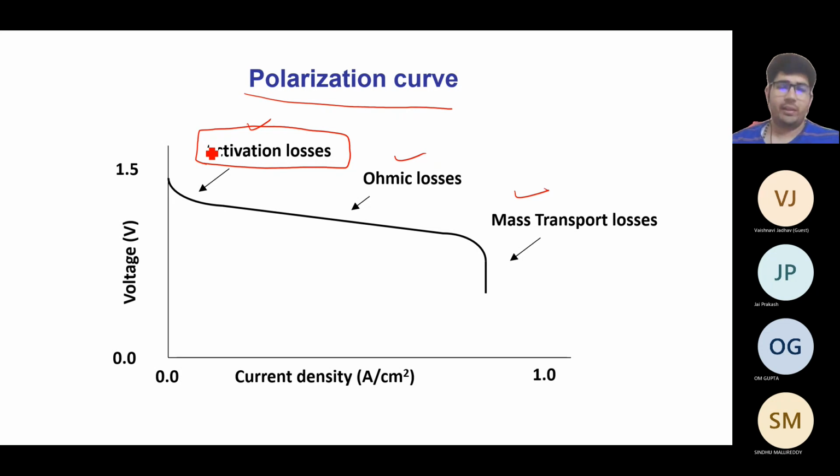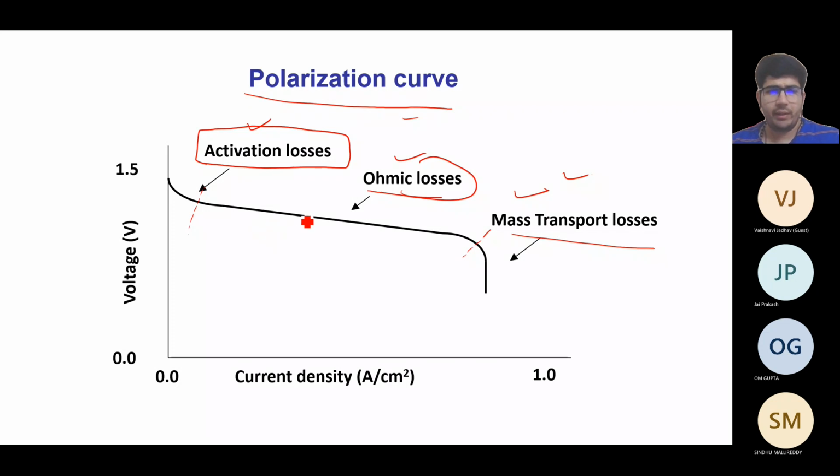For further detail, you can refer to a reference book. But these are very important to understand electrochemical reactions, and this polarization curve is very important. You can see the pattern of this polarization curve. For the initial part, up to here, there's activation loss. From here to here, there is ohmic loss, and after that there is mass transport loss. The ohmic loss is a quite long region.